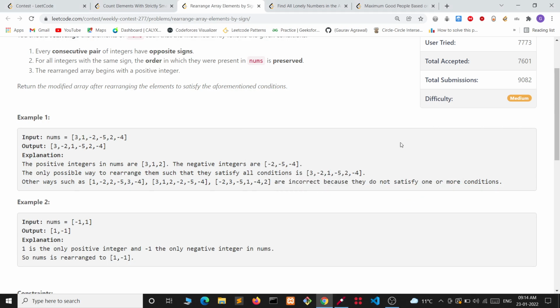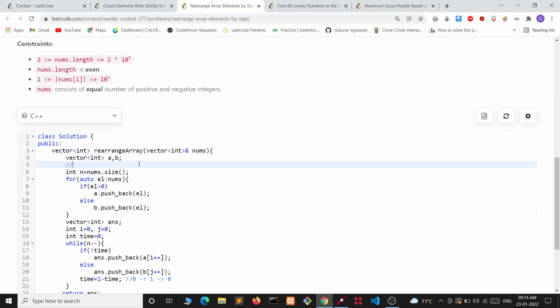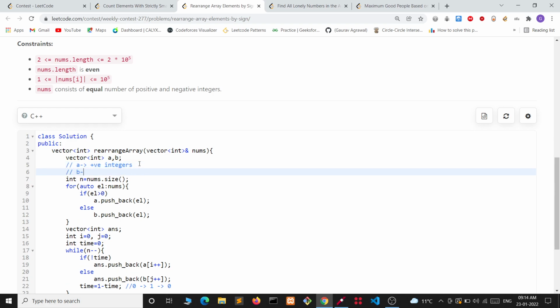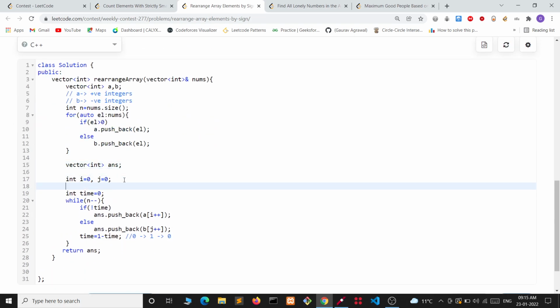Now let's see how to implement it. We can make two vectors, A and B. A for storing positive integers and B for storing negative integers. So we have stored positive integers in vector A and negative integers in vector B, and this is the answer vector we are taking. I is the index in the positive elements, meaning the A vector, and J is for the B vector.